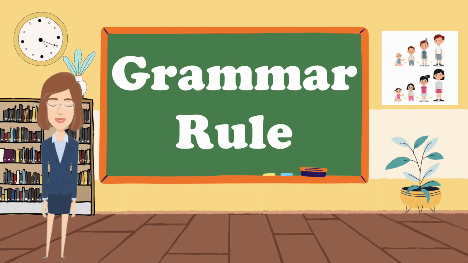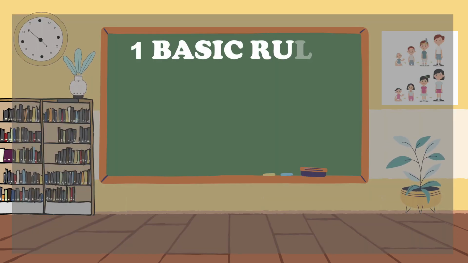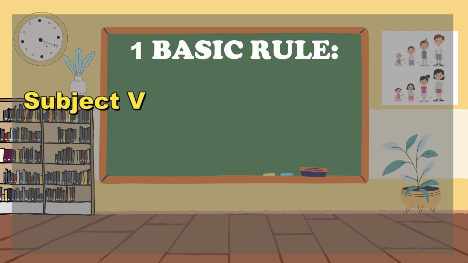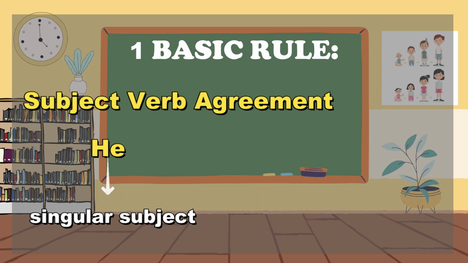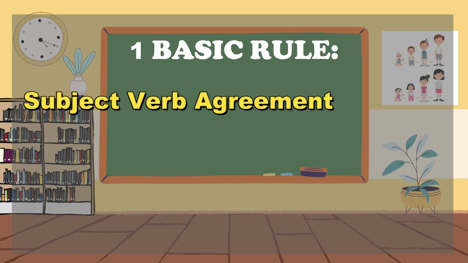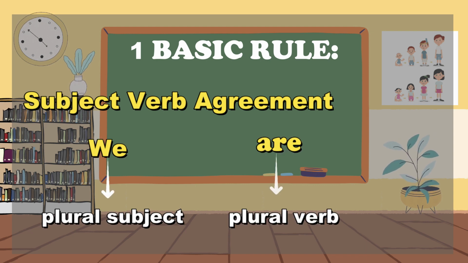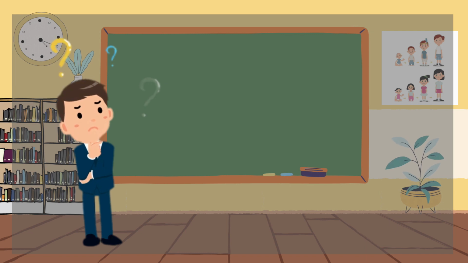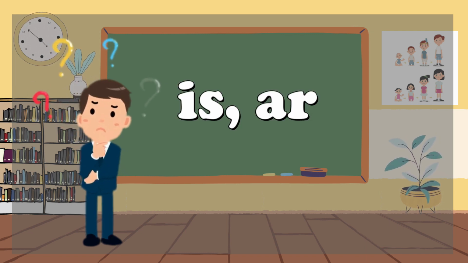In English grammar, we have one generic and basic rule: the subject must agree with the verb. So, if the subject is singular, the verb must be singular. And if the subject is plural, the verb must be plural. When are we going to use the be verbs is and are?